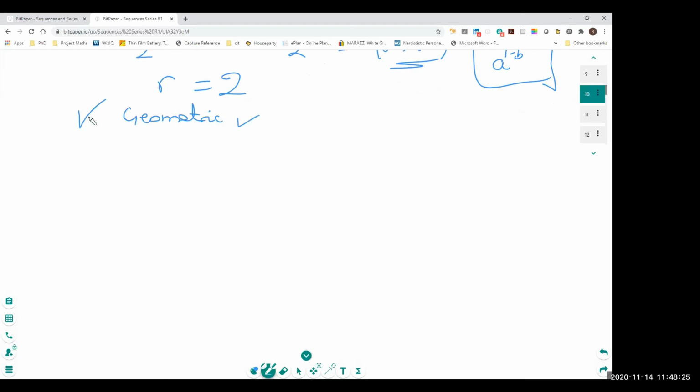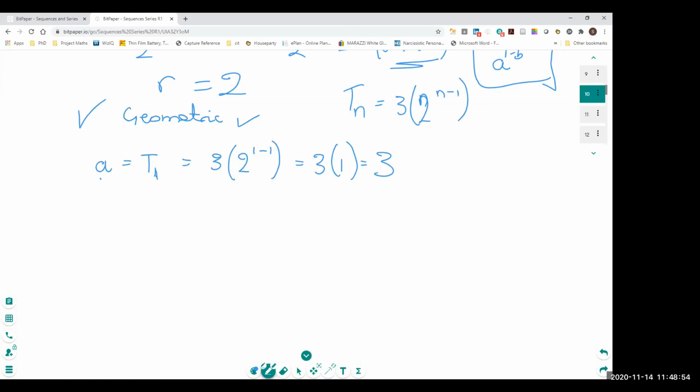Okay. Now we also have a is equal to t1. The first term is equal to t1, which is equal to 3 times 2 to the power of 1 minus 1, which is equal to 3 times 2 to the power of 0, which is equal to 3. Remember, we're taking it from our formula, which is 3 times 2 to the power of n minus 1. So again, we just substituted in 1 for our n, and that gave us our first term a. So we got r is equal to 2 and a is equal to 3.